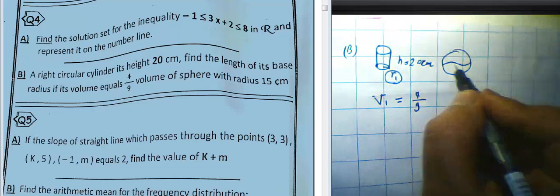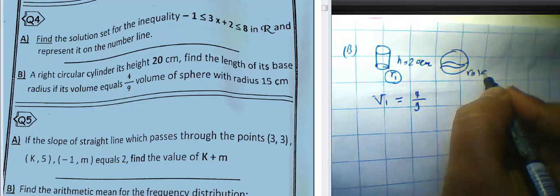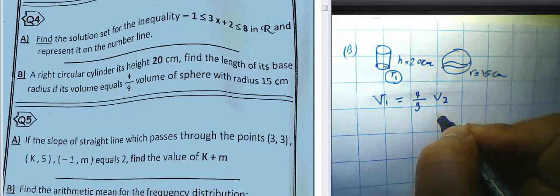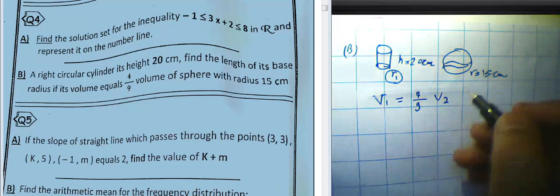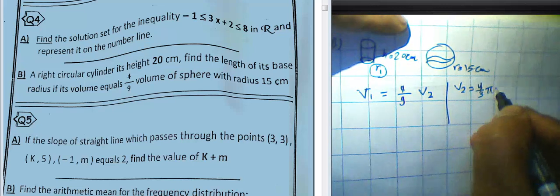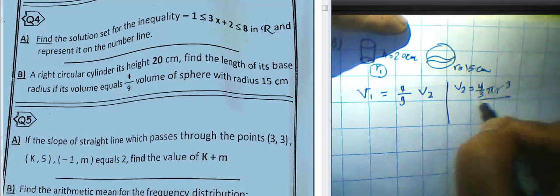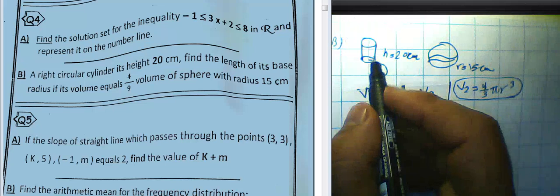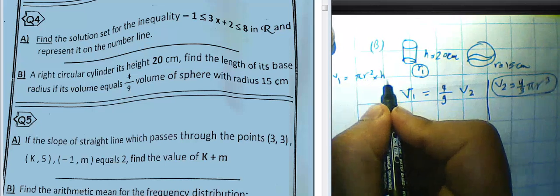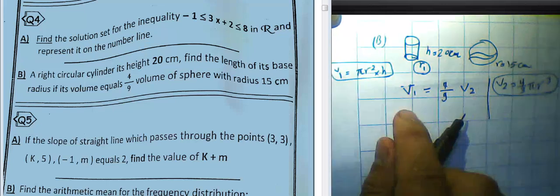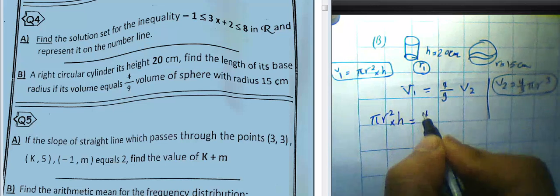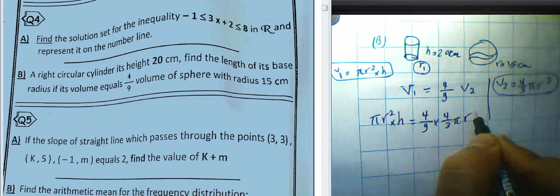We have a sphere here of radius equal 15 centimeter. 4/9 multiplied by the volume of the sphere. We know the volume of a sphere equals 4/3 pi r cubed. It's the volume of the sphere. And what about the volume of the cylinder? We know the volume of the cylinder equals area of the base times height. It will be pi r squared multiplied by height. Then we can write here volume 1 and volume 2 in this relation. Volume 1 equals pi r squared multiply height equals 4/9 multiply 4/3 pi r cubed.